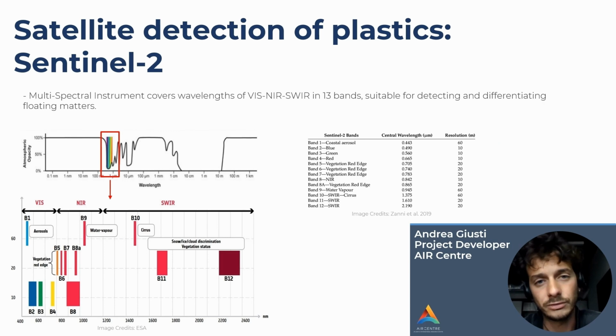Moreover, the multispectral instrument carried on board the satellite covers a range of 13 bands, including visible, near-infrared, and short-wave infrared. That is a range particularly suited for detecting and distinguishing small floating materials and debris on the ocean surface.